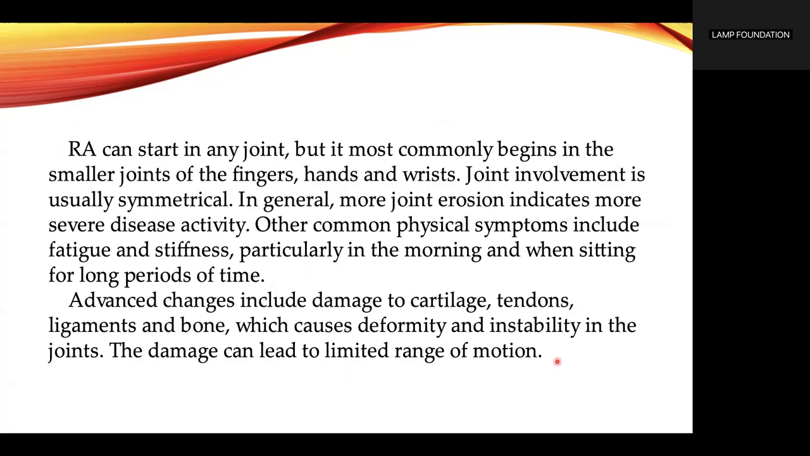RA can start in any joint, but it most commonly begins in the smaller joints of the fingers, hands, and wrists. Joint involvement is usually symmetrical. In general, more joint erosion indicates more severe disease activity. Other common physical symptoms include fatigue and stiffness, particularly in the morning and when sitting for long periods of time.